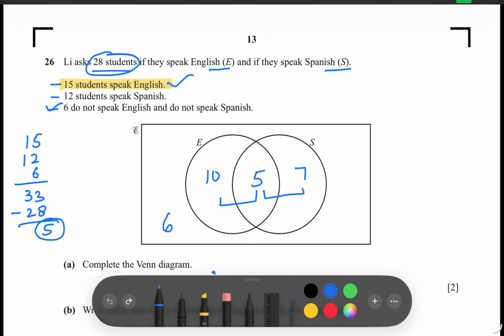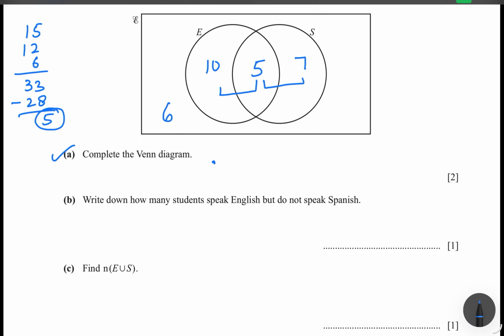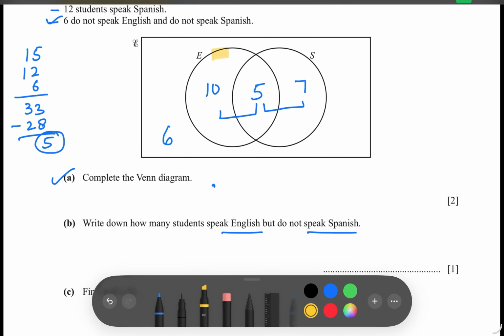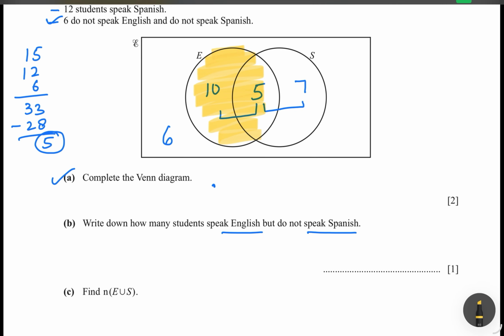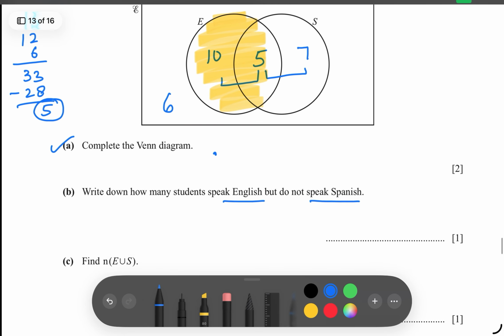So then complete the Venn diagram. This is done. Now write down how many students speak English but do not speak Spanish. So we will look at the part of English only. English is this one here. This whole circle is English. So how many are they? You can easily see it is 10 plus 5, that is 15. So I will write down here 15. We are adding this 10 and 5, that is in the circle of English.